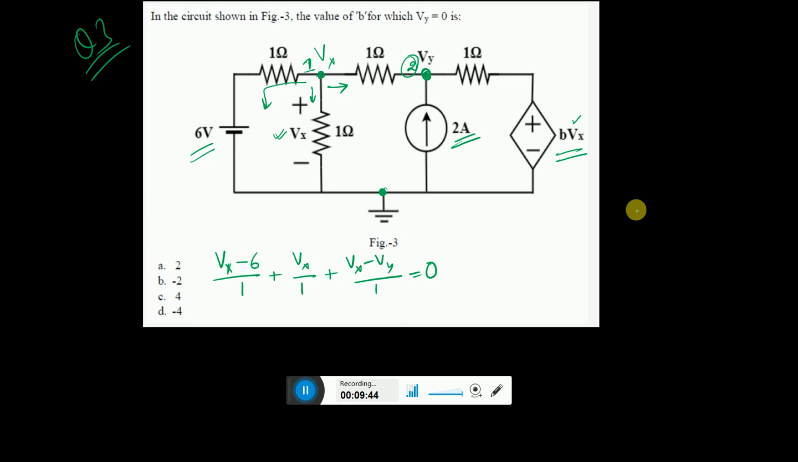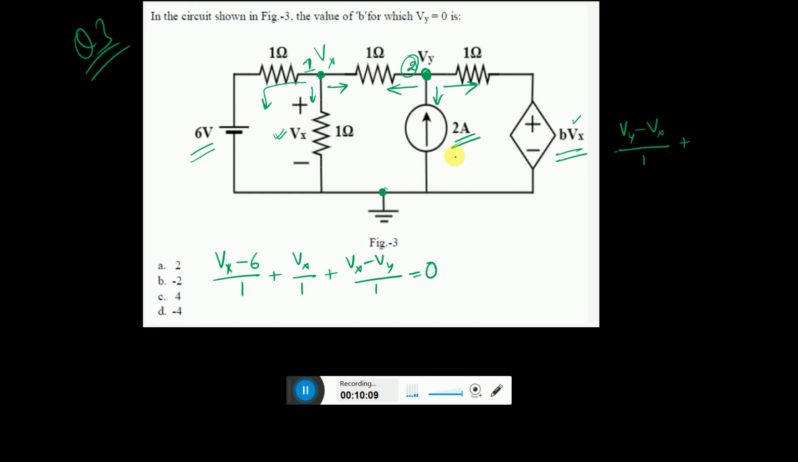Again, when you write the equation for node 2, you add up, let us say, all the currents going out. There is a current coming in here, 2 amperes, so we have to write the equation accordingly, because we are assuming all the currents are going out. We just need to add up all the things. So here we have Vy minus Vx by 1.